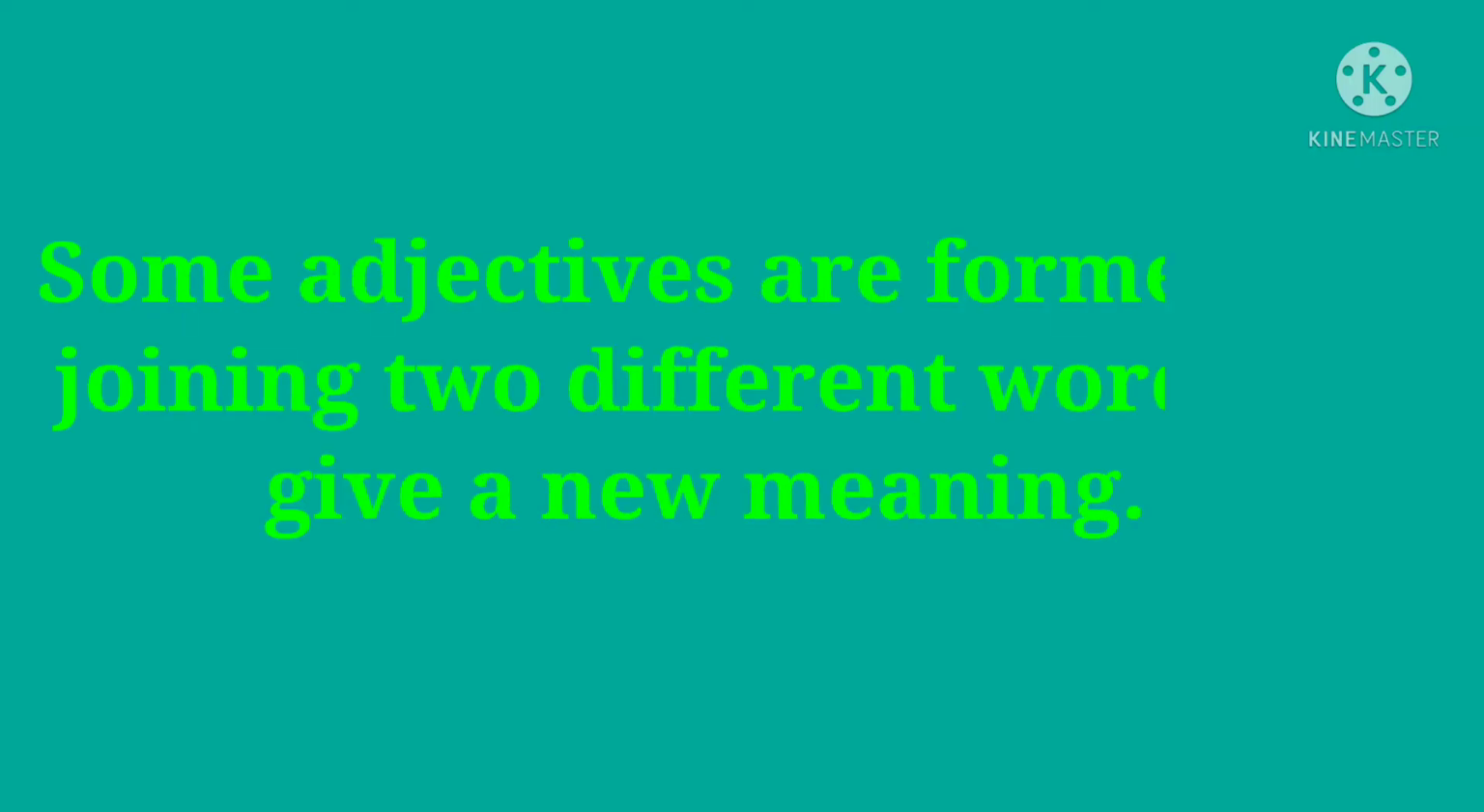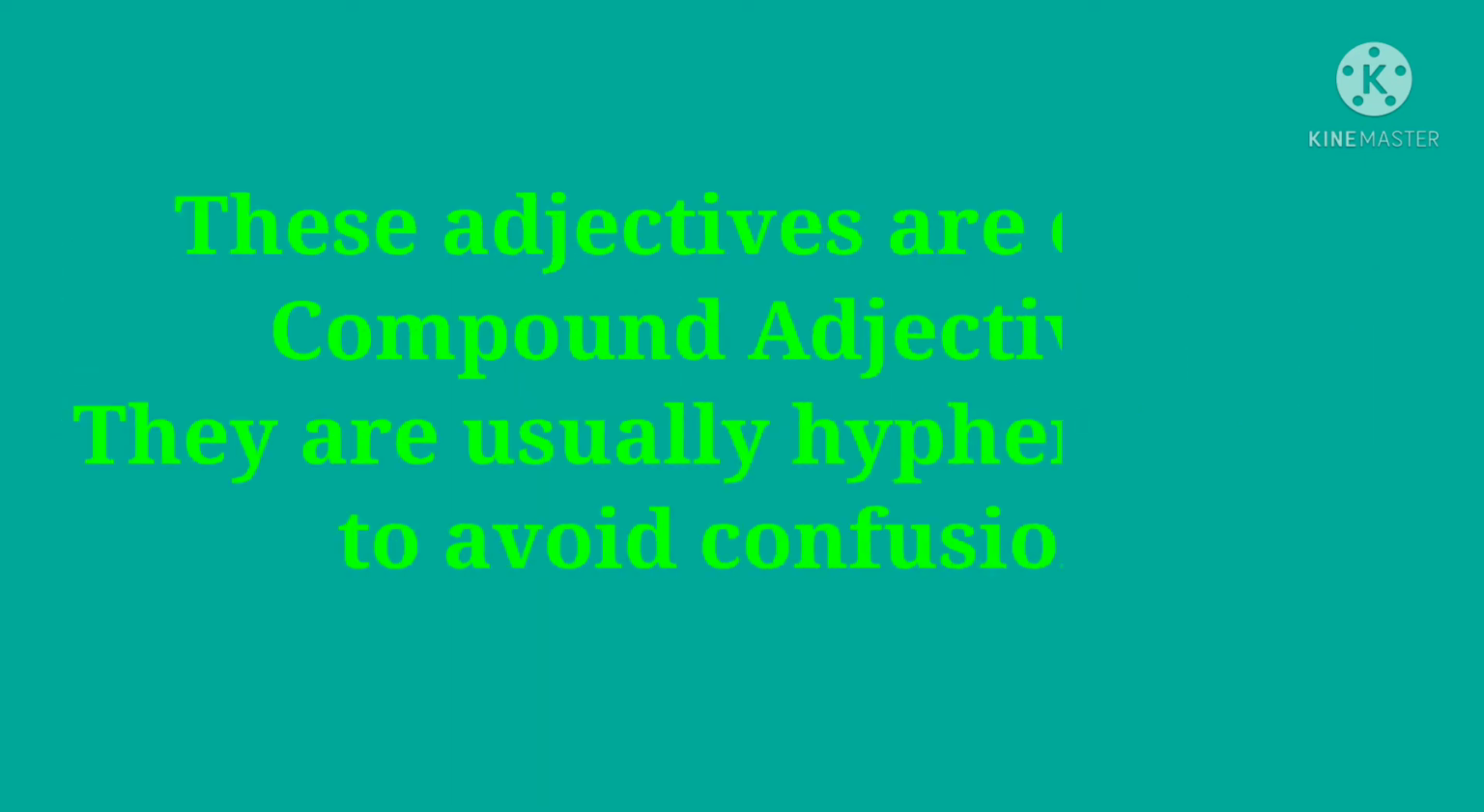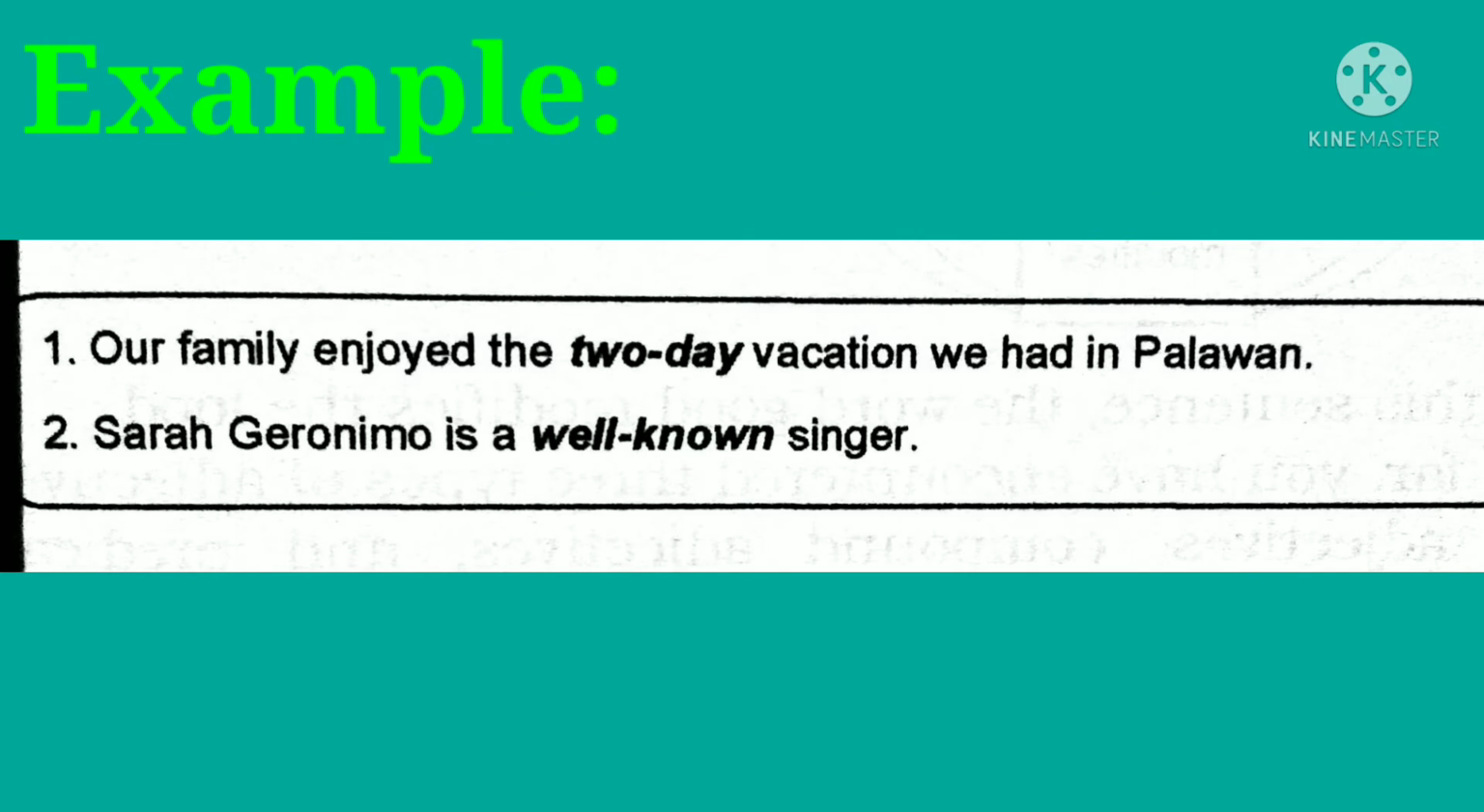On the other hand, some adjectives are formed by joining two different words to give a new meaning. These adjectives are called compound adjectives. They are usually hyphenated to avoid confusion. Okay, you try now to observe these compound adjectives used in the sentence.